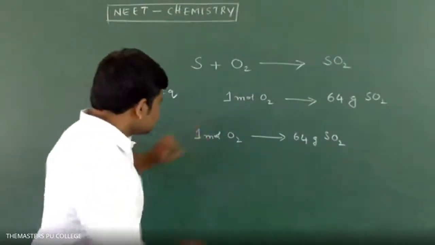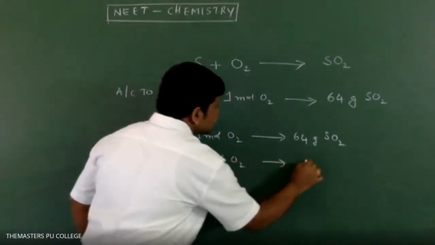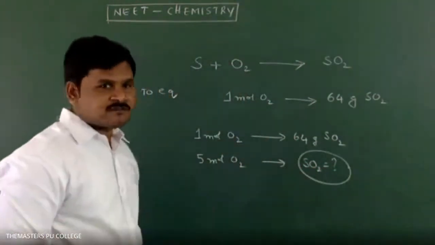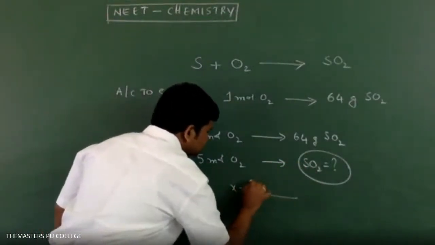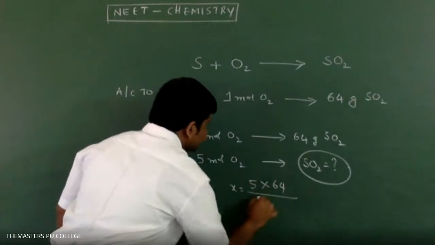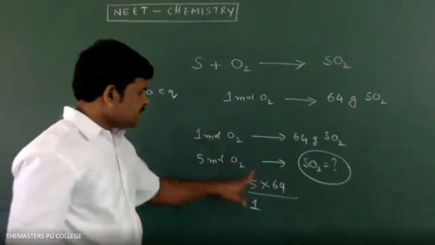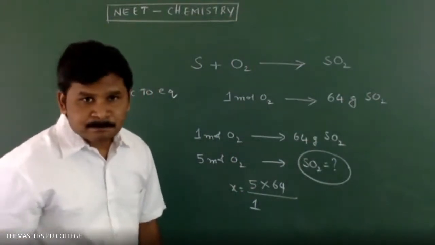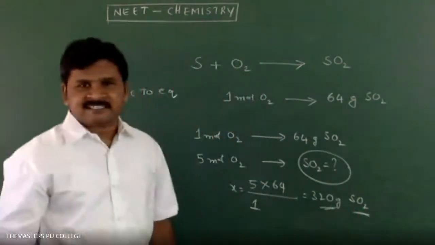So, if you take 5 moles of O2, how much SO2? This is a question mark. Say, for example, it is X. X is equal to 5 into 64 by 1. The mole cancels out. Okay? 5 into 64 means 320 grams of SO2 formed. Any difficulty in this?